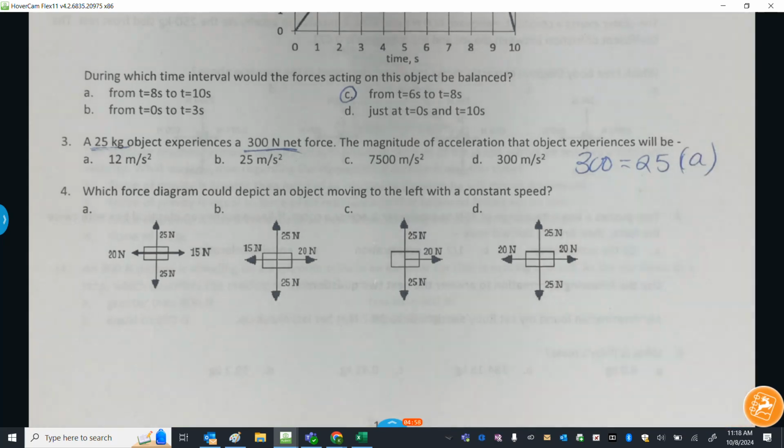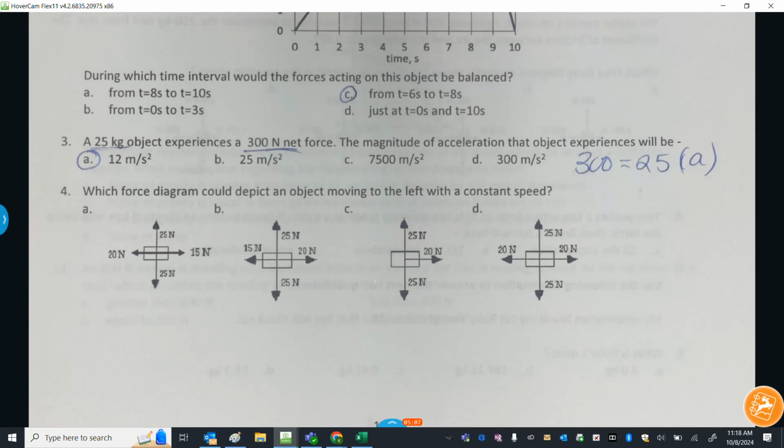And if you want to solve for A, you're going to have to divide both sides by 25. 300 divided by 25 gives you your answer, which is 12 meters per second squared. A is the answer to number 3. Questions about this one? All right.